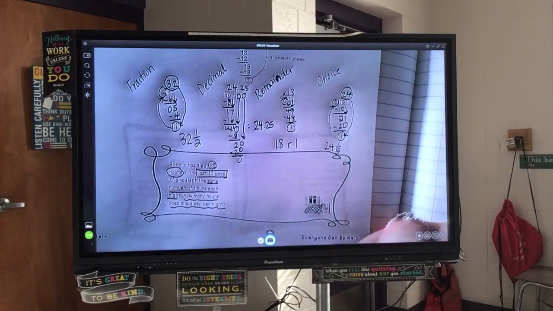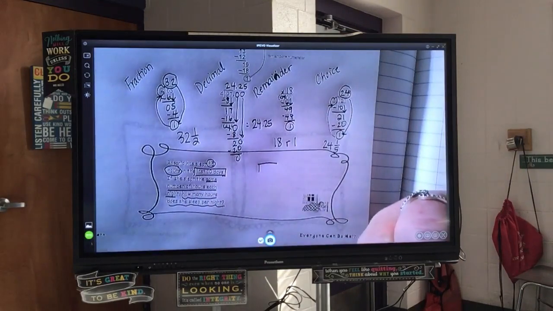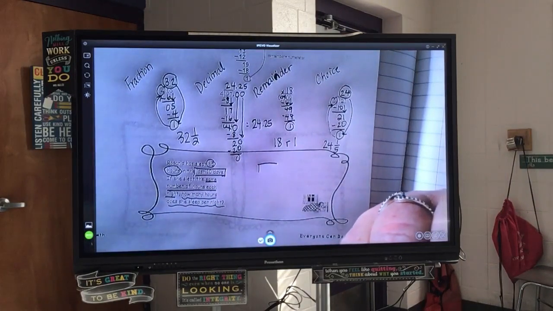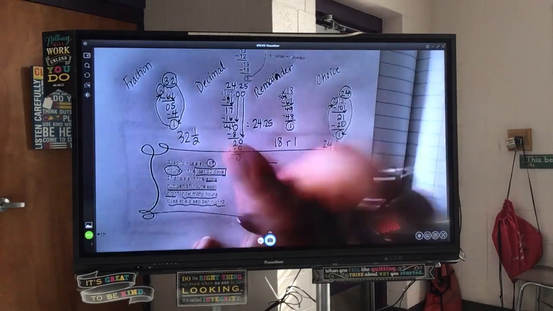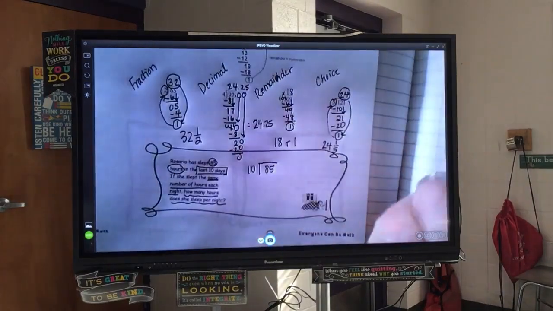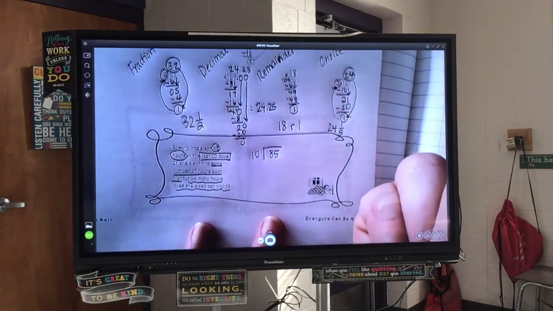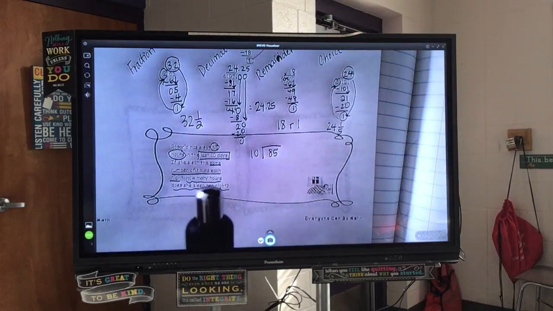All right, so which number goes inside of our division house? The 10 or the 85? Christiana? 85. 85, because that is our total, that's what we're dividing. And then obviously the 10 goes on the outside. So what can we multiply 10 by to get really close to 85 without going over?